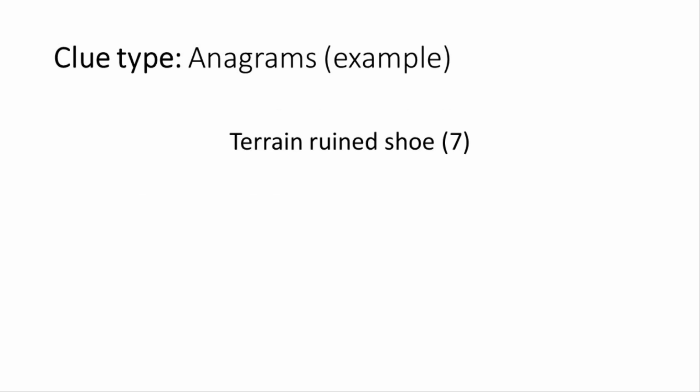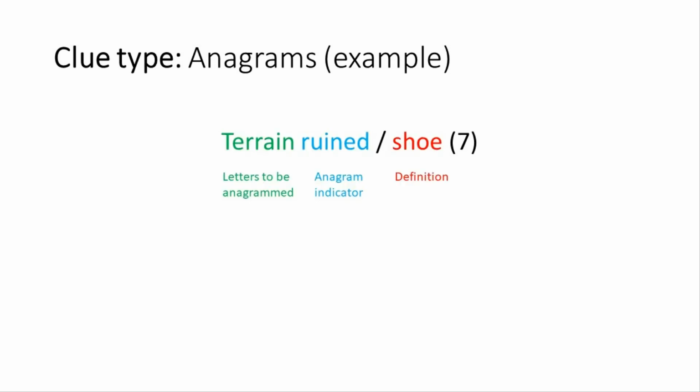Here's a quick example. Terrain, ruined, shoe. 7 letters. I encourage you to pause the video now and have a think before clicking through to my explanation of the answer. The same for all other clues in this video. I use a slash throughout to denote the break between the wordplay and the definition. Here, the wordplay is on the left and the definition on the right. The word "ruined" is here being used as an anagram indicator, telling us that if we mix up all the letters in the word "terrain", we'll get a word that means "shoe".